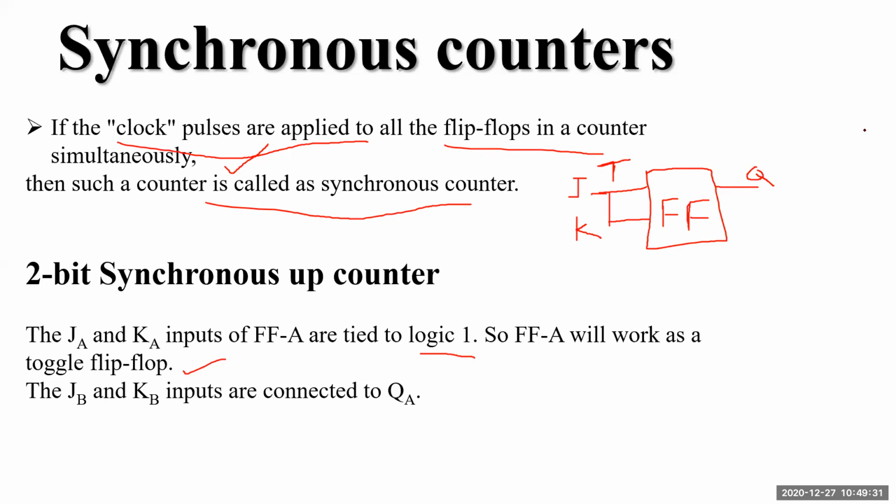The same thing, this diagrammatic part, I have written over here. Whenever the J and K inputs of flip-flop A are tied to one logic, it can be logic 1 or logic 0, whatever it may be, then flip-flop A will work as a toggle flip-flop, and J_B and K_B are connected to the output QA. Okay, now the second flip-flop here.